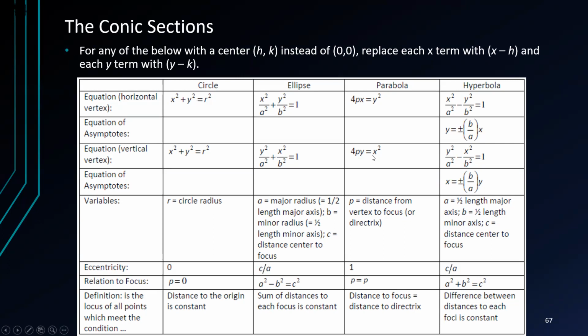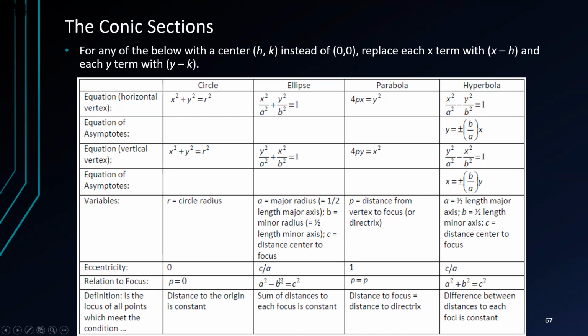X squared, vertical, because you have plus or minus on your x. Okay? Equation of asymptotes, the hyperbola has those. Okay, variables: for the circle, radius a. For the ellipse, we have a, the major radius, one half of the length of the major axis. b, the minor radius, one half of the length of the minor axis. c is the distance to the focus. For the parabola, p is the distance from the vertex to the focus or directrix. Hyperbola, same as the ellipse.